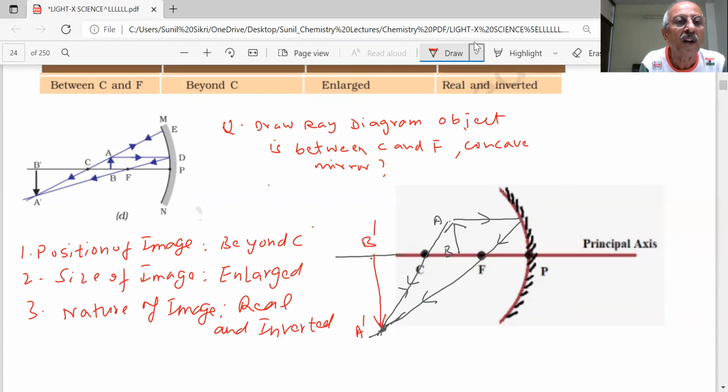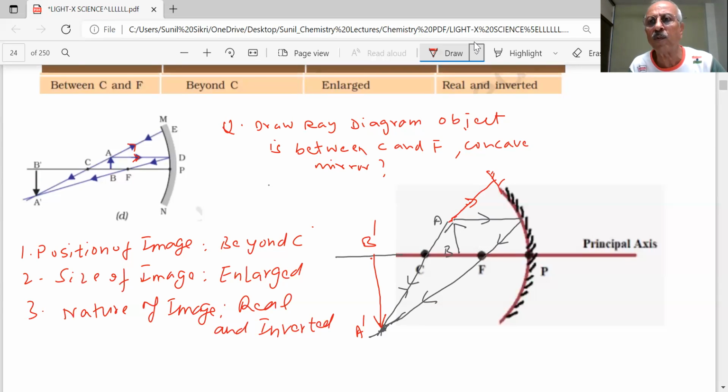Here is a diagram to the scale. This is the object AB, and you can see a ray parallel to the principal axis goes through the focus, and the ray going from the center of curvature will be reflected back. It will also be like this. If you draw to the scale, it will be a straight line.